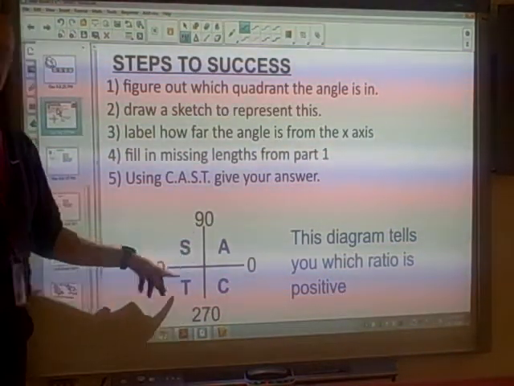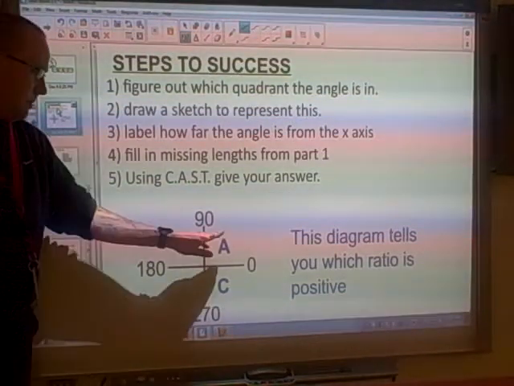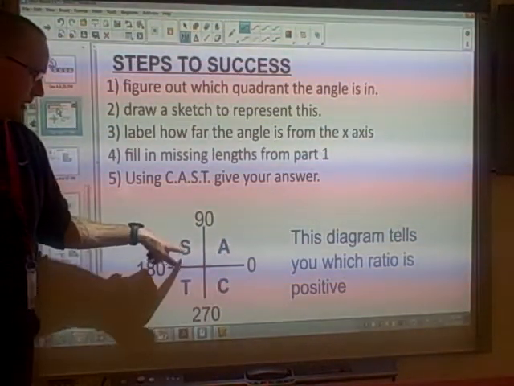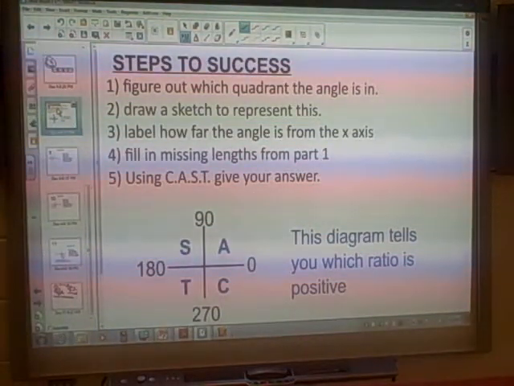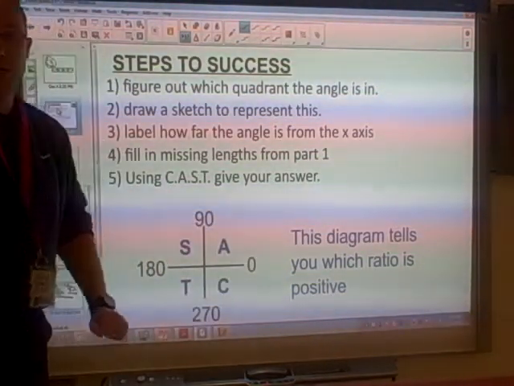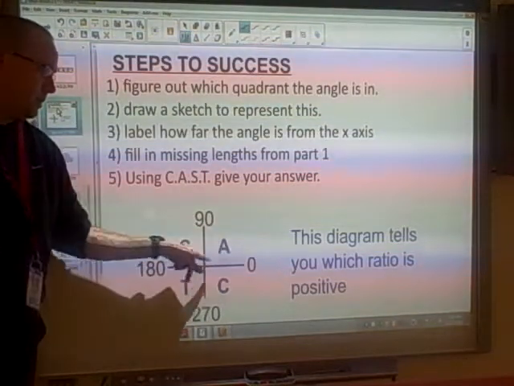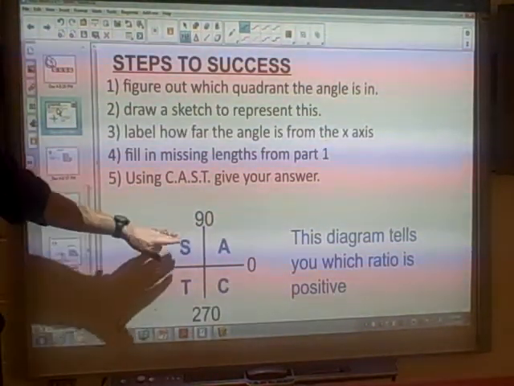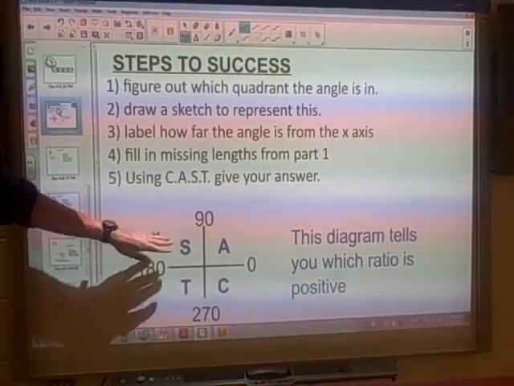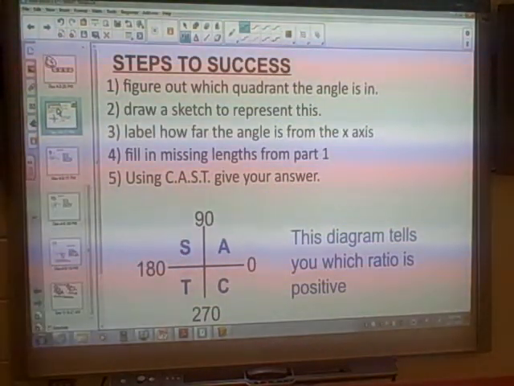Now, CAST, hopefully you saw in your previous class, A stands for all, S stands for sine, T stands for tan, and C stands for cosine. And it tells you when, as you can see here, each ratio is positive. So every ratio is positive between 0 and 90. But between 90 and 180, only sine and the reciprocal function, in other words cosecant, are going to be positive.